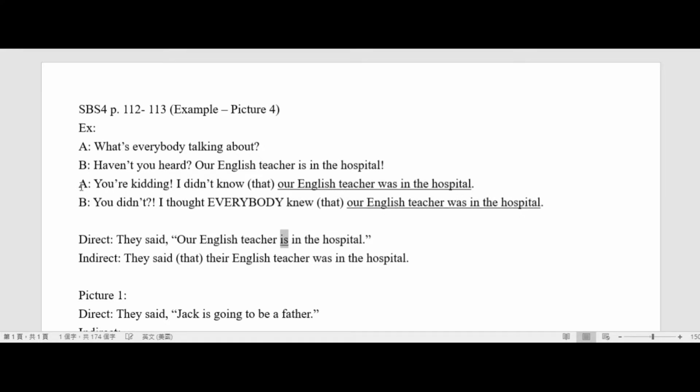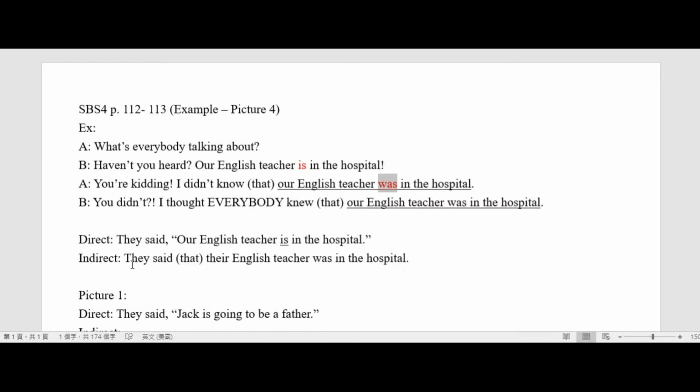So when another person, like B, says that, or people in the class say that, now another person just says what the other person said, then we have to use indirect speech. So you see, simple present tense, past tense. Okay, so an indirect speech of the sentence will be like this. They say that their English teacher was in the hospital.